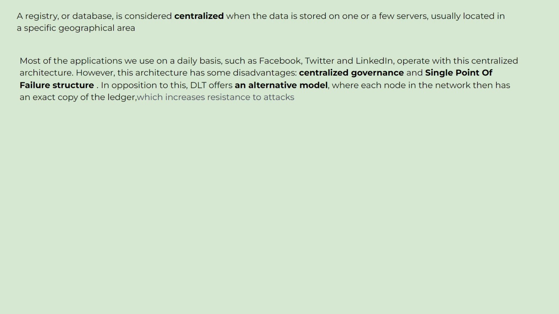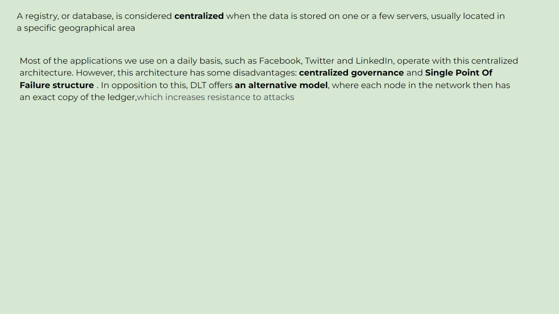In other words, if the central server suffers an attack, the data could be compromised or the entire system could be interrupted. In opposition to this, distributed ledger technology offers an alternative model. In DLT, there is no dominant node, all nodes have the same rights. Each node in the network then has an exact copy of the ledger, which increases resistance to attacks.